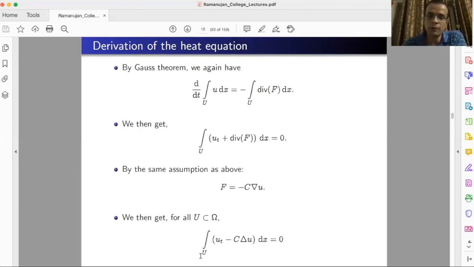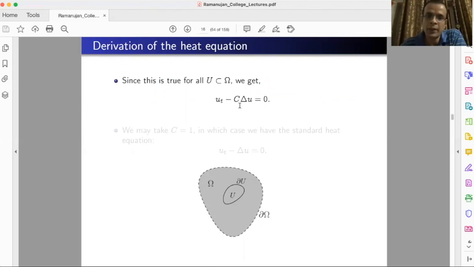Now using the same argument as before, we get that ut minus c Laplace u, or del u, is equal to zero. Now we can adjust the proportionality constant so that c is equal to one. In which case we have the standard heat equation, ut minus del u, or ut minus Laplace u, is equal to zero. So this is the heat equation.